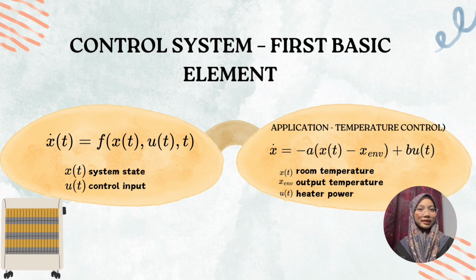This equation tells us how the state changes depending on both the current temperature and the control we apply. For instance, when we increase the heater power, the room temperature rises faster. When the outside temperature drops, the system needs more control input to maintain comfort. So, the control system forms the foundation of any optimal control problem because it defines the relationship between what we control, u(t), and how the system responds, x(t).